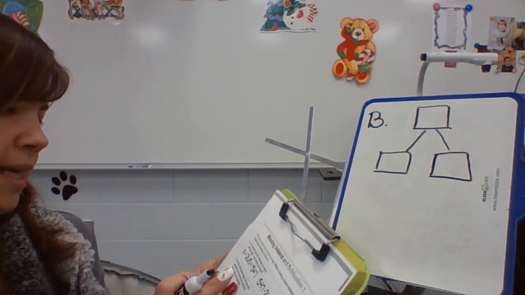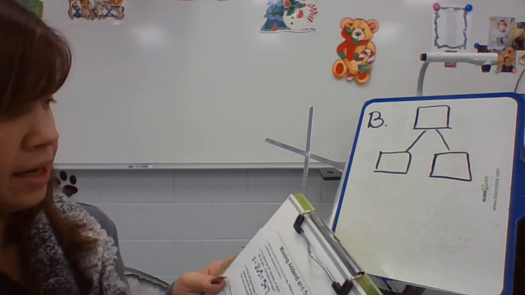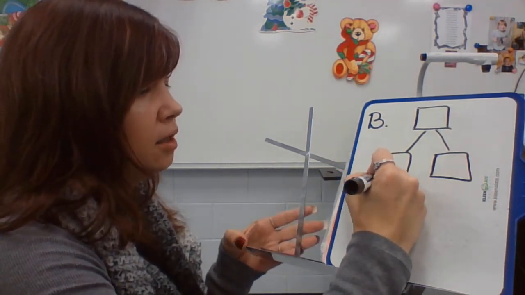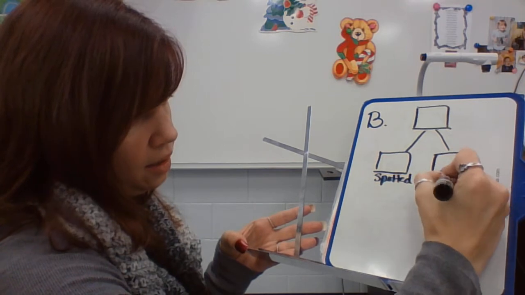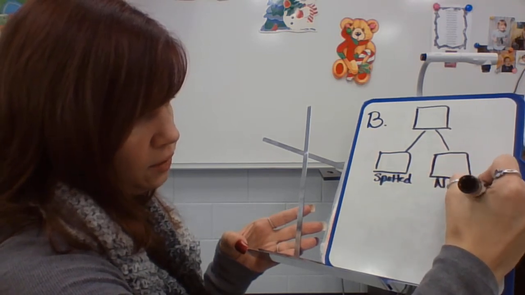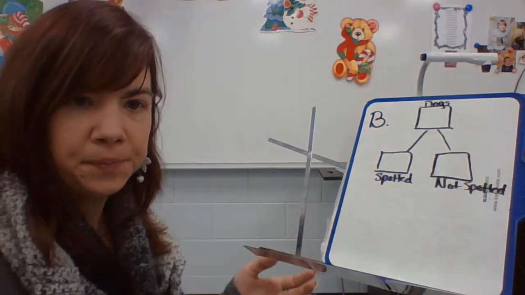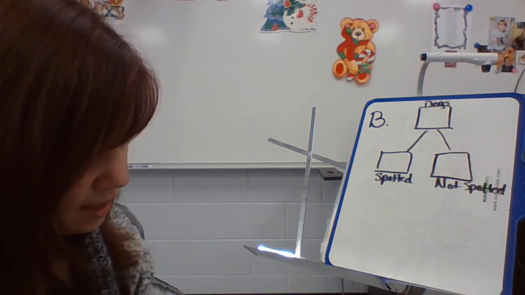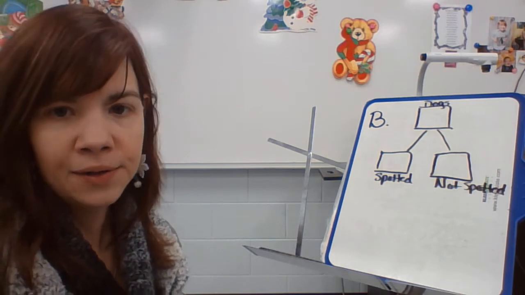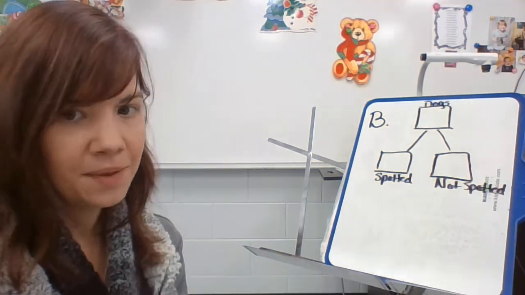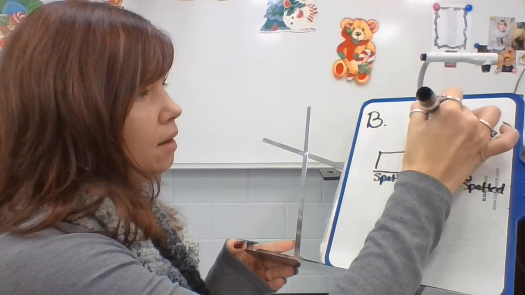Okay, so B says, of the 148 kennel dogs, 86 are not spotted, and the rest are spotted. Okay, so this is our spotted dogs. This is our not spotted dogs. And this is all the dogs together. Okay, so I make that little graph. And then I'm going to fill in the information that I know. I know there's 148 kennel dogs. That's not telling me it's spotted. It's not telling me it's not spotted. It's all together. So 148 go there.